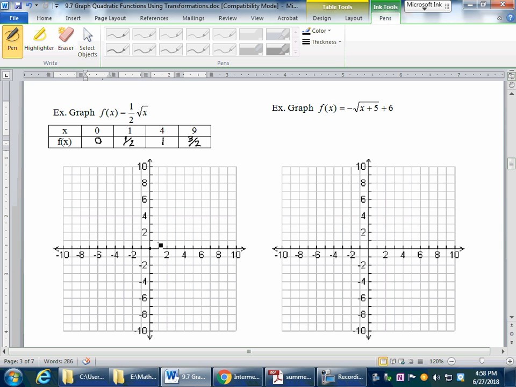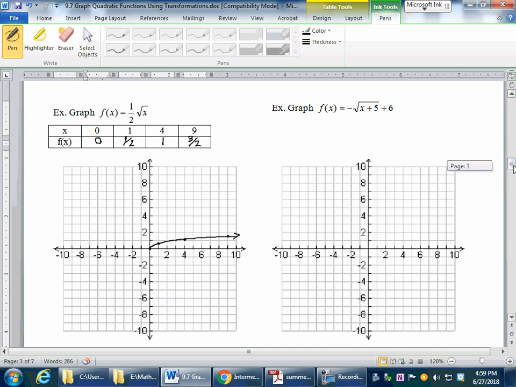At 1 will be half. At 4 will be 1. And then at 9 will be 1.5. So notice that the graph is a lot flatter, which is vertically shrinking. That's what it means.